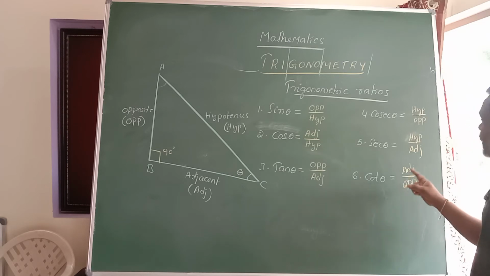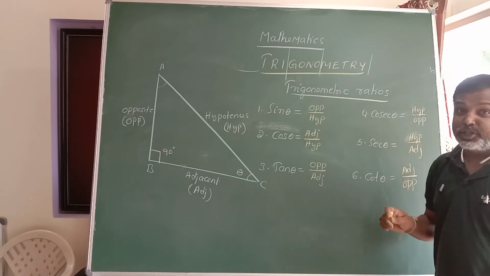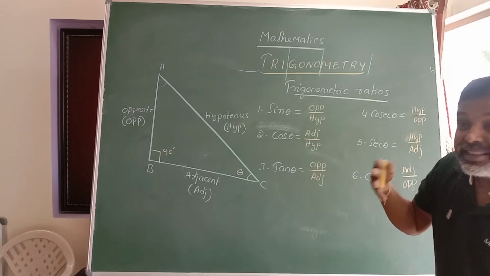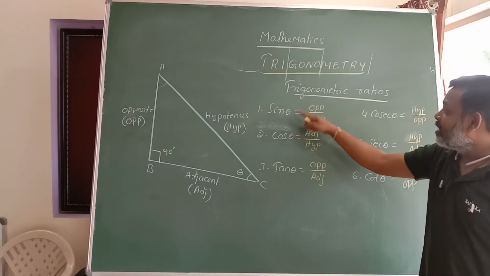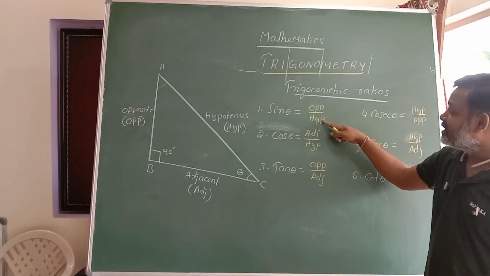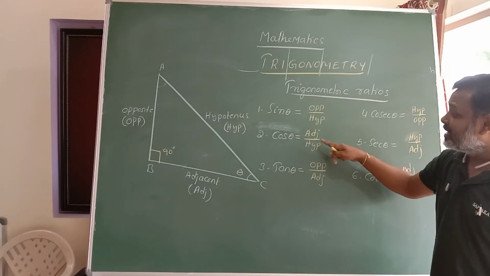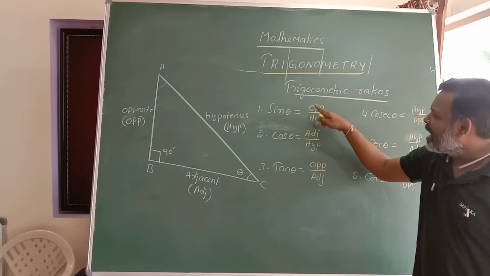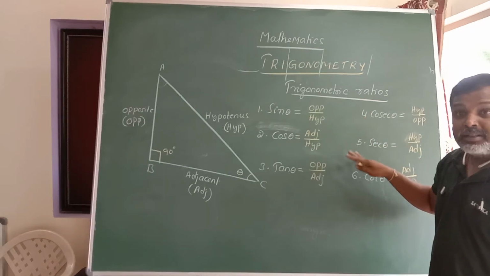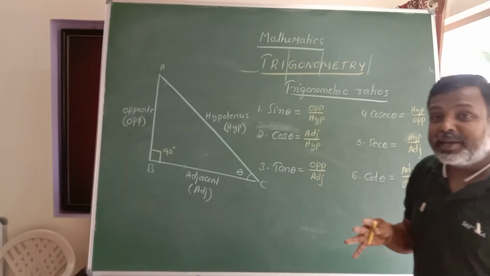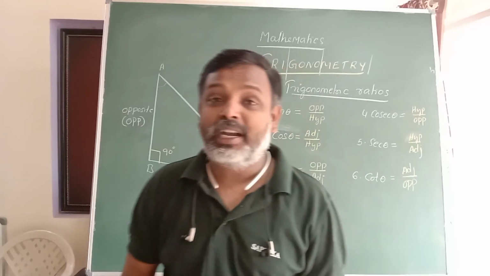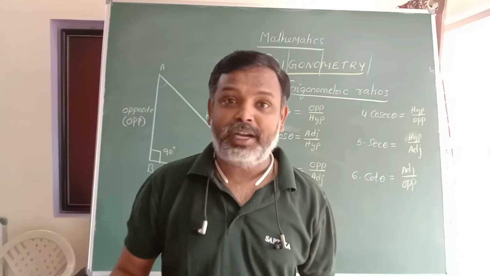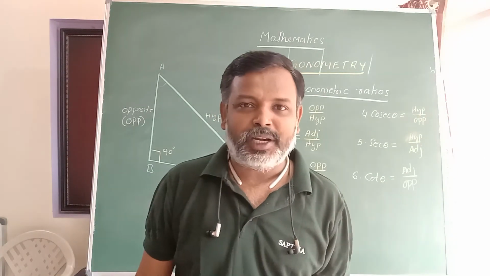So totally we have 6 trigonometric ratios because of 3 sides and 3 angles. Here theta is an angle, opposite and hypotenuse are the sides. Theta is an angle, adjacent and hypotenuse are the sides. There is a relation between the angles and sides of a triangle. That's why the relation between the 3 sides and 3 angles of a triangle, we call it trigonometry. It is under the branch of mathematics.